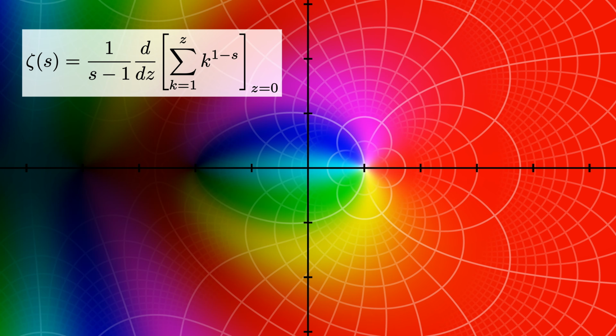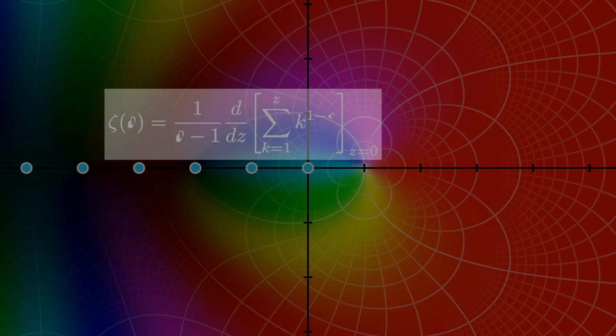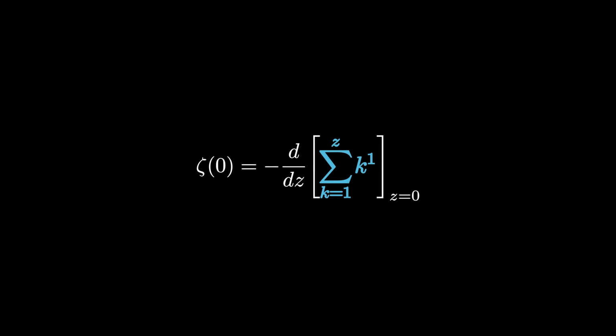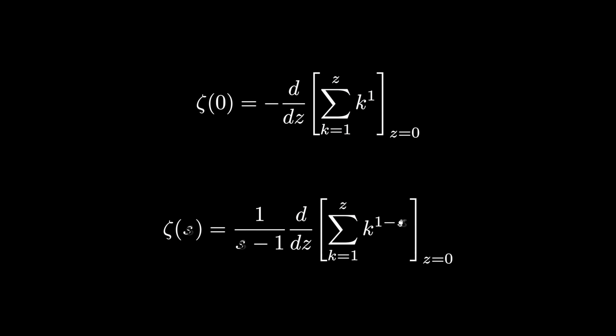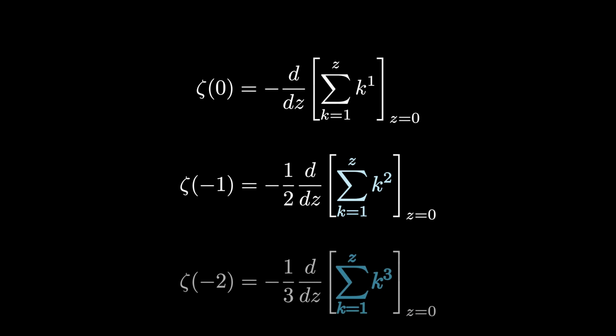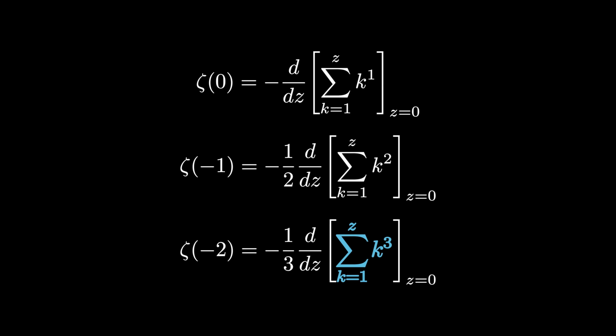Now, this connection with fractional sums may not give us the most practical formula for computing the zeta function, but it does offer a really nice explanation of the function's value at the negative integers. If s is 0, the fractional sum simplifies to the sum of k to the 1. When s is negative 1, we get the sum of k squared. Negative 2 gives us k cubed, and so on.